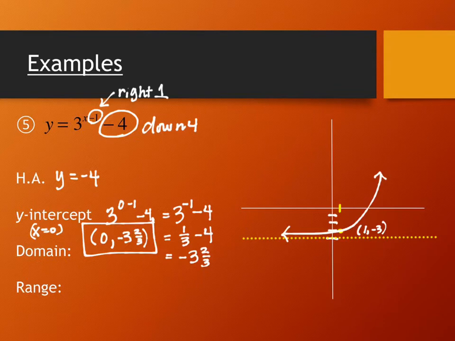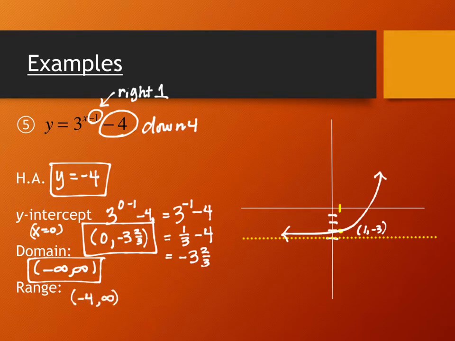How about my domain? Yeah, the domain is still all real numbers, -∞ to infinity. How about the range? Yep, -4 to infinity, and make sure you're not including that -4. You're using a parenthesis, because we're getting infinitely close to this dotted line at -4. Well, we're not there. You're exactly right.